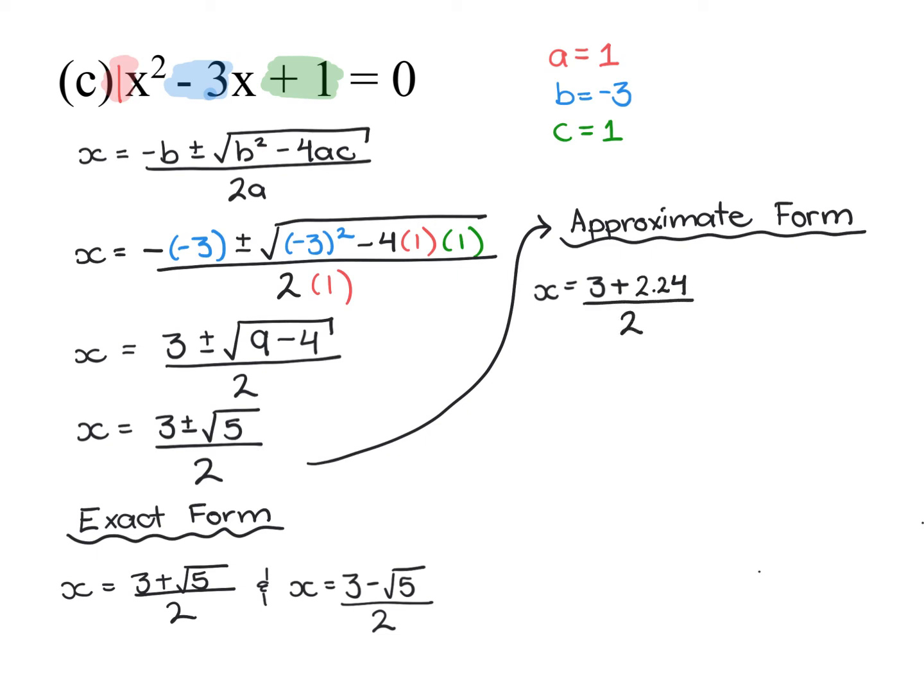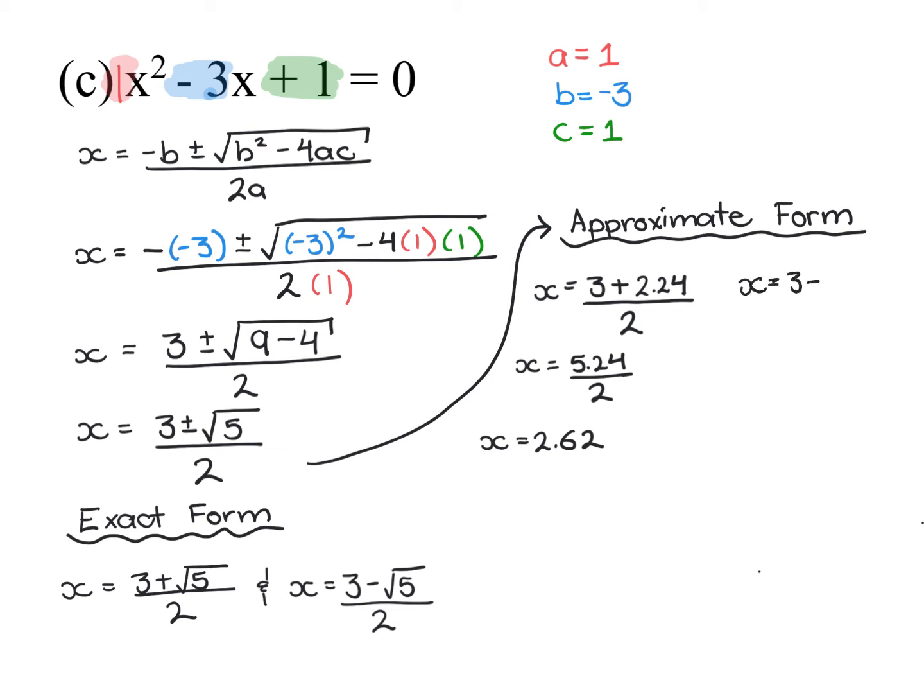Okay, all of that divided by 2, and x is equal to 5.24 divided by 2. And when you do this, you get approximately 2.62 as your answer. Okay, so here we just rounded the numbers to 2 decimal places.